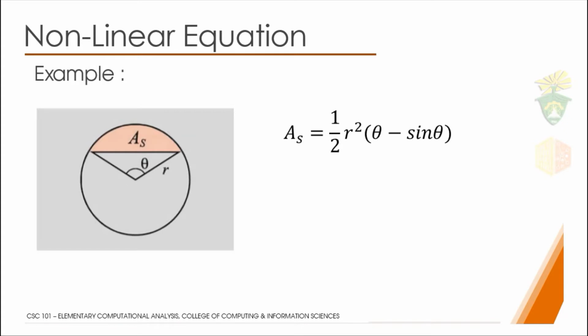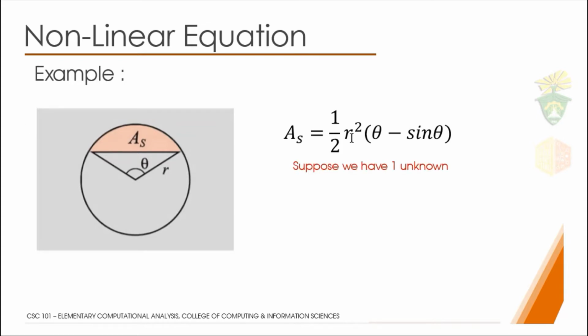Here is an example of such cases. The area of a segment A of S, of a circle with a radius r, which is the shaded area, is given by this formula.